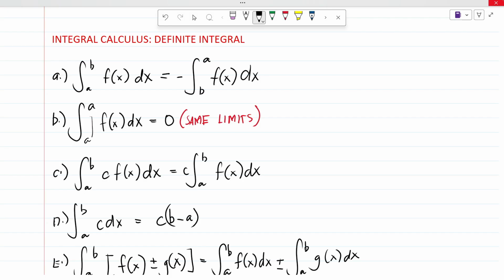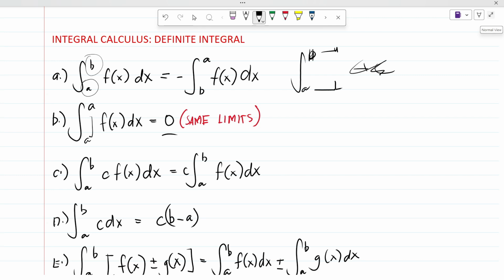Take a look at this: if the two limits are the same, then this will be equal to 0. This will be the upper limit and the lower limit, guys. It's like an indefinite integral, but here there is an upper limit and a lower limit. So what you get as the answer is always a constant. Unlike the indefinite integral, which has a plus c, here there is no plus c.